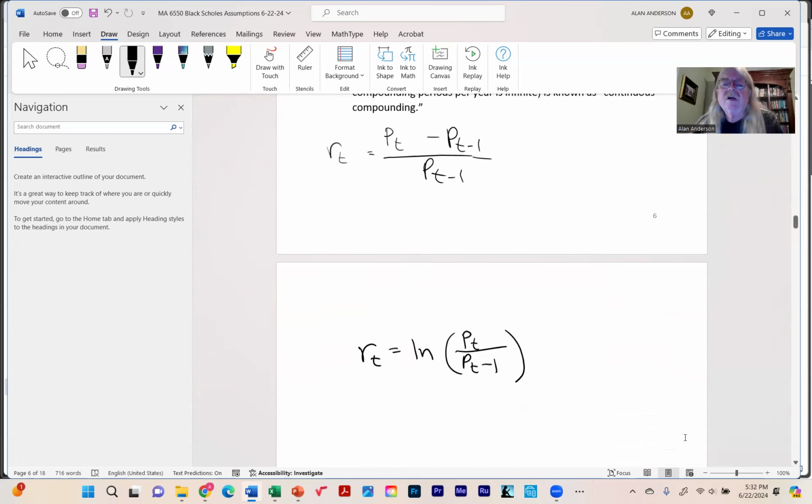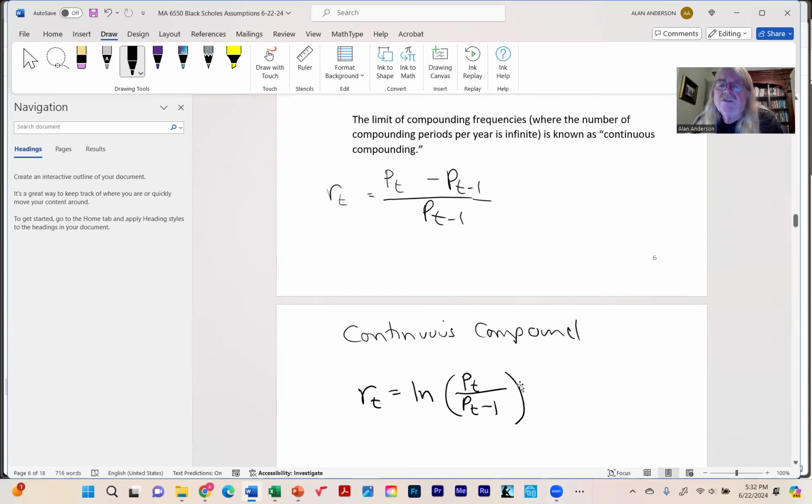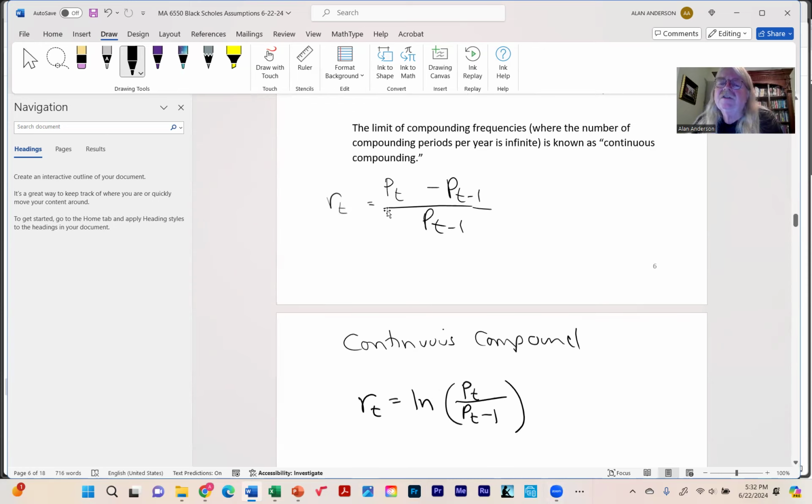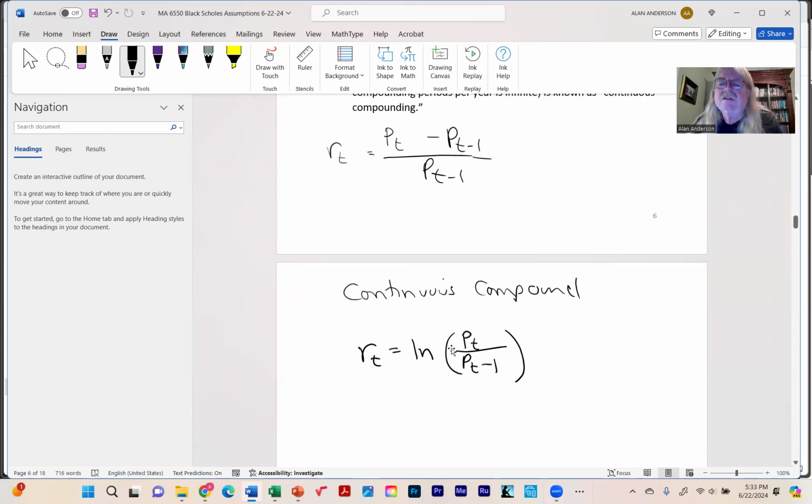And so with continuous compounding, instead of calculating the percentage difference, you're calculating the natural log of the ratio of the selling price over the purchase price of this asset. Okay. Right here. So now, of course, what you're seeing here, you're actually taking the limit of this expression as the time between t and t minus 1 approaches 0. Okay. So that's what this is all about.